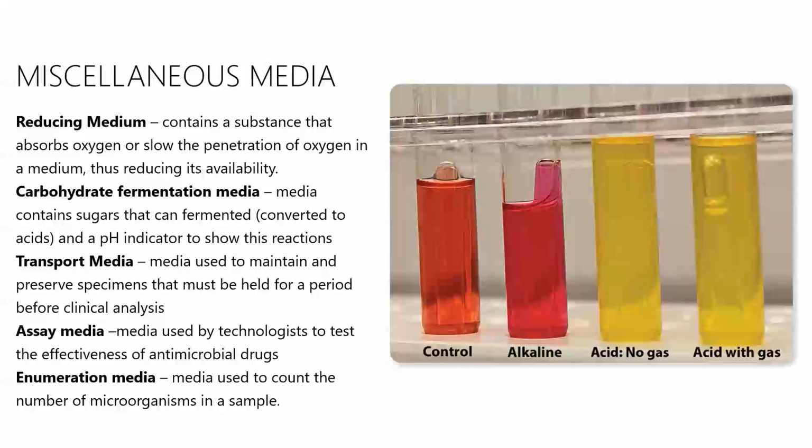And we have enumeration media. So this is used to count the number of microorganisms in a sample. This is critical for water and food testing. So if we want to know how many fecal coliforms are on your kale from Whole Foods, well, you'd use an enumeration media. Or if you're trying to study how many bacteria are in Lake Evelyn, is it contaminated or not? Okay, things like that, you'd use the enumeration to count how many did we start with in our original sample.